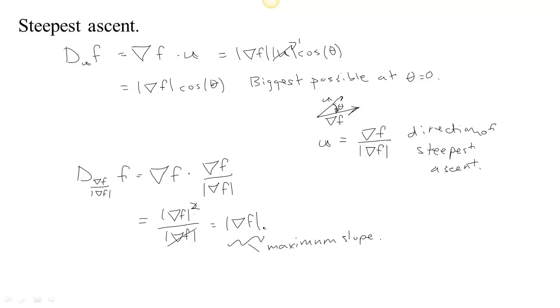Now if we wanted to get steepest descent, we should go in the opposite direction, right? If we go in the opposite direction, then theta is going to be 180, so the cosine will be -1. We'll get the most negative value that's possible from this directional derivative. So steepest descent would just be in the opposite direction, opposite to the direction of steepest ascent.